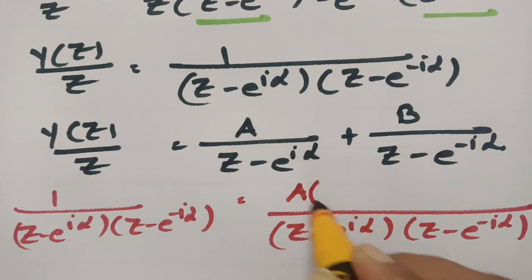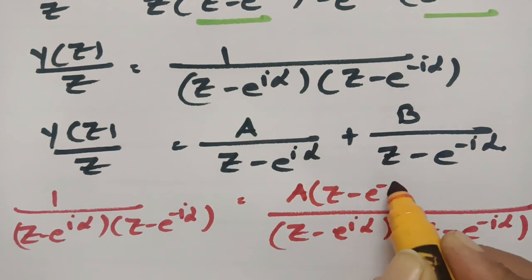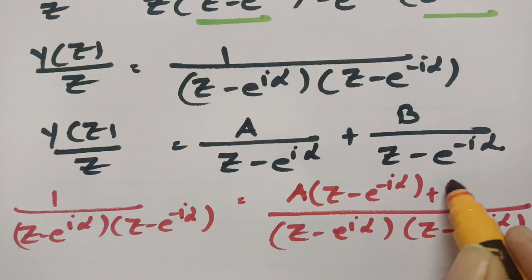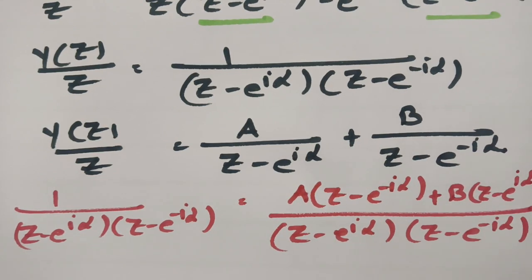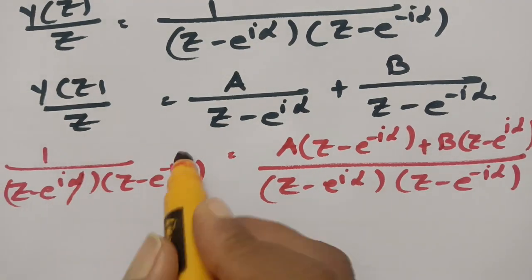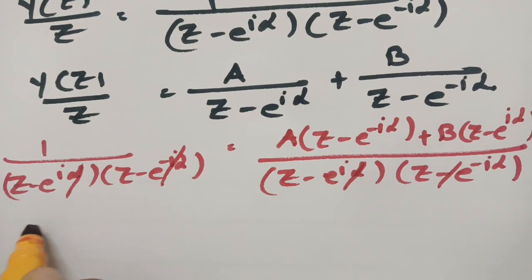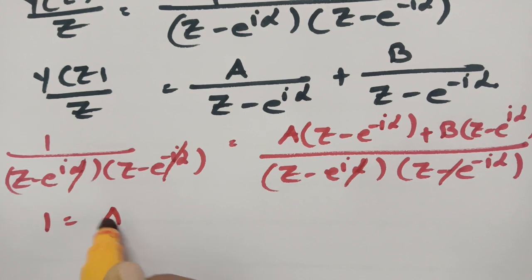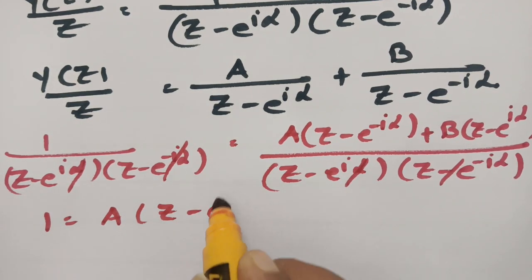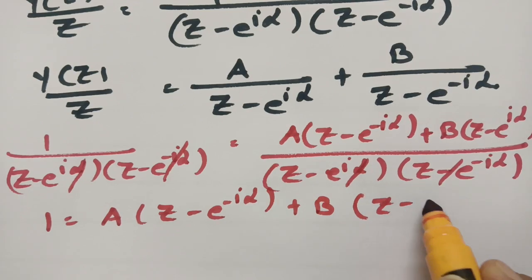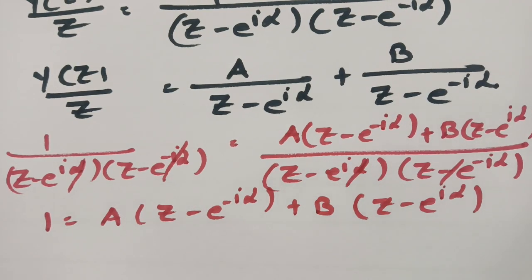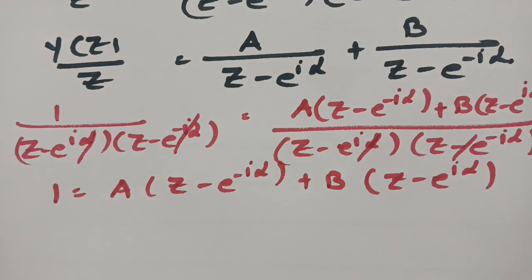If I take LCM in the denominator and cross multiply, this will be a times of z minus e power minus i alpha plus b times of z minus e power i alpha. Now if I cancel the denominator, from the numerator 1 is equal to a times of z minus e power minus i alpha plus b times of z minus e power i alpha. I need the values of a as well as b.